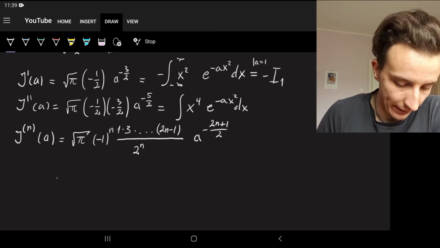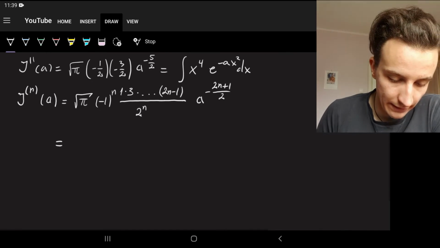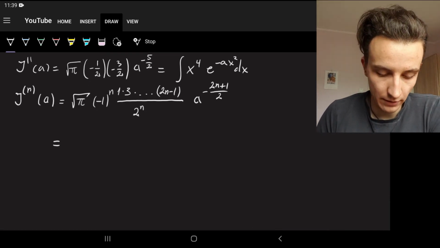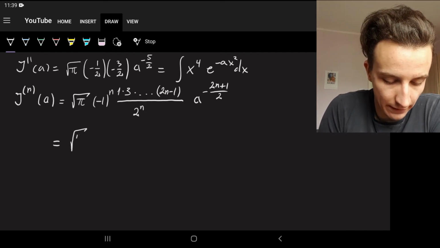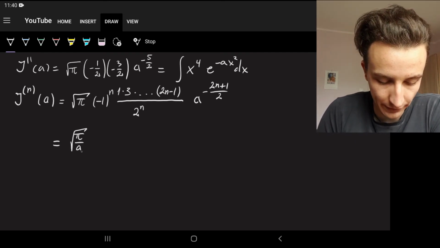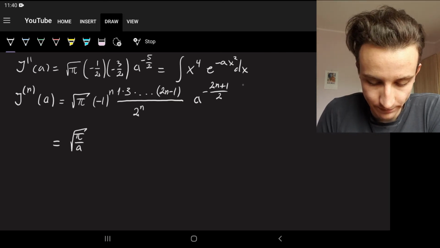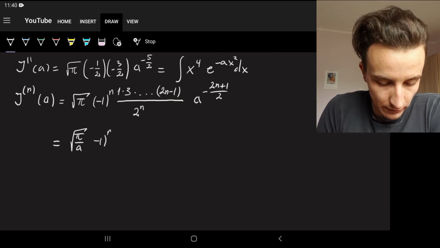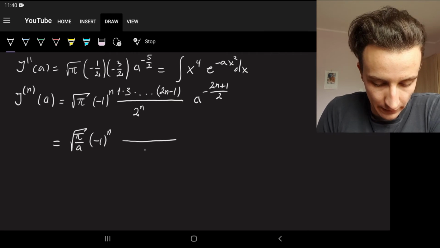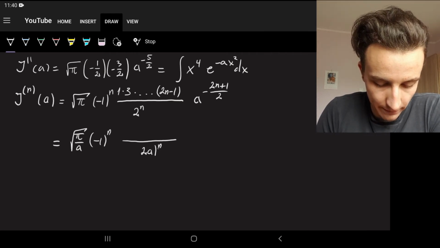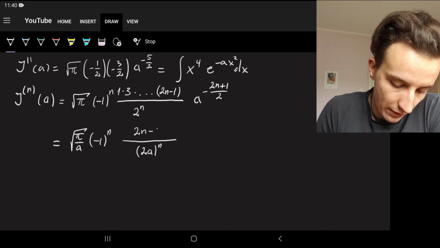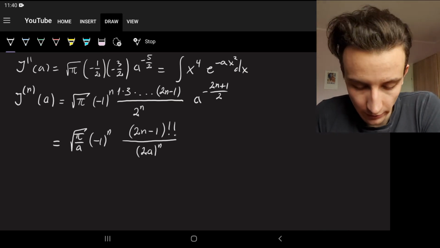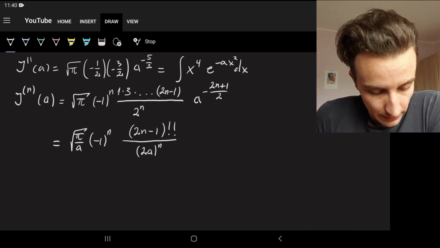Okay, and now we can simplify this. This thing, the kind of odd number factorial, is represented by a double factorial sign. I'm going to put one of the a's down here. So this is this one. Minus 1 to the n. And then here, I'll put 2 times a to the n. That's all the rest of the a's. And then here, I just have 2n minus 1 double factorial, or whatever you want to call this. Okay, so that's our Jn of a.